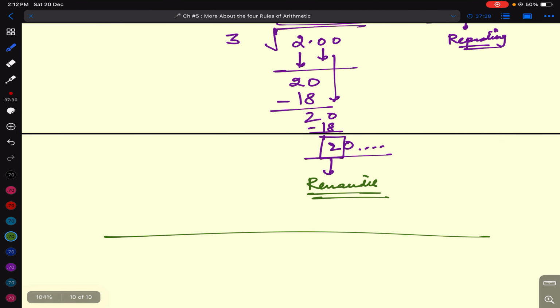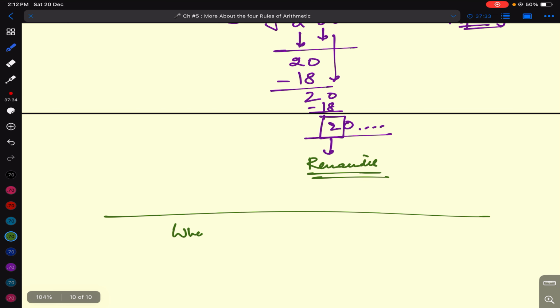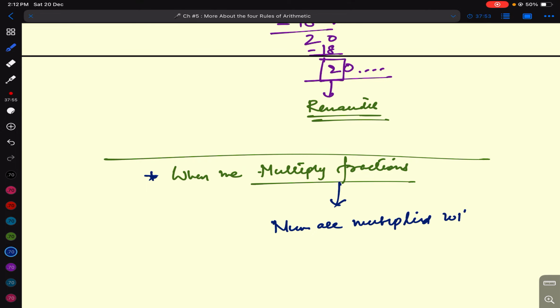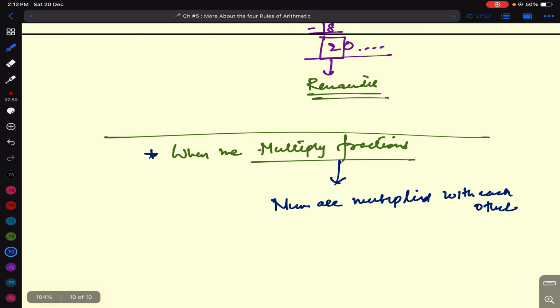Now, when we multiply fractions, how do we do that? While doing the multiplication, the numerators are multiplied with each other. So we multiply the numerators, and the denominators will also be multiplied with each other.